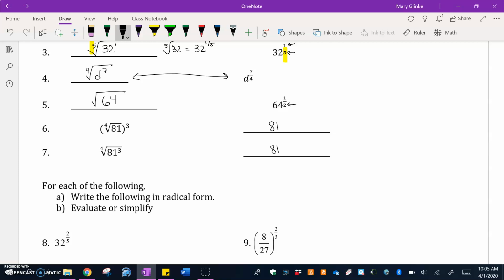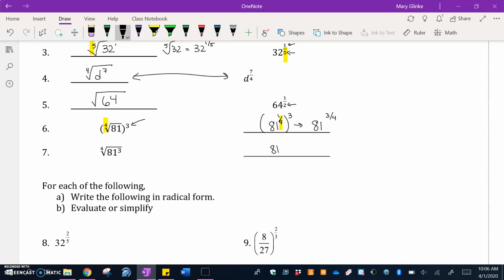For the number 6, you'll see the 81 with the 4 as your index, which means it's going to be 81 to the 1/4. But then on top of that, that is getting cubed. So this really could be written as 81. When we do these powers together, it's going to be 81 to the 3/4 power. So even though the exponent, the 3, is outside the parentheses, it's still saying take all of this and cube it, which is what 81 to the 3/4 is showing.